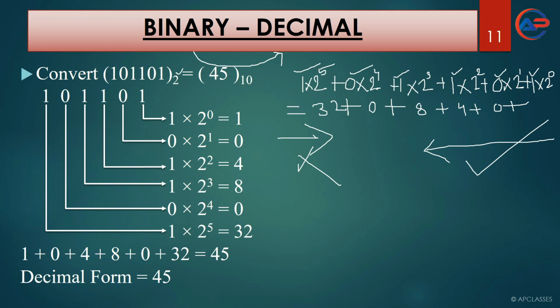Remember, I hope you have covered all this in your mathematics. 2 to the power 0 is 1. Anything to the power 0 is 1. 1 into 1 will give you 1. So 32 plus 8 is 40, plus 4 equals 44, plus 1 equals 45. So the final answer is 45. Look here, the final answer is 45.